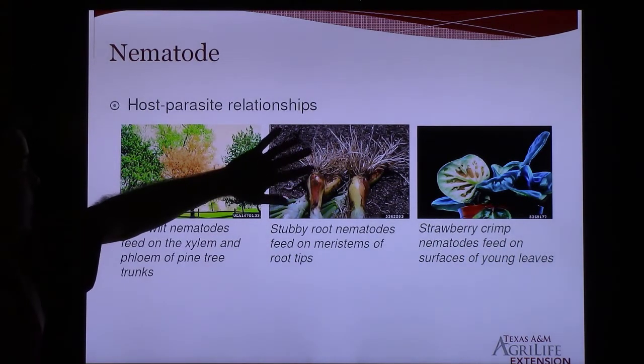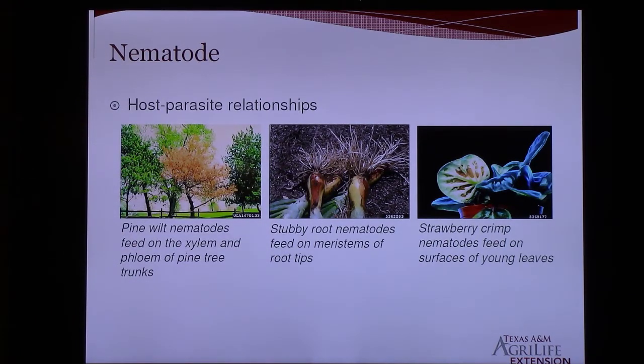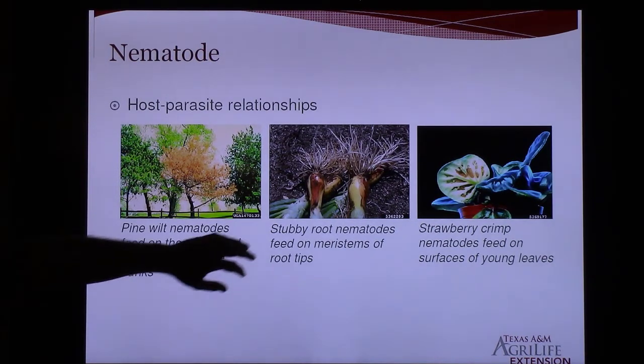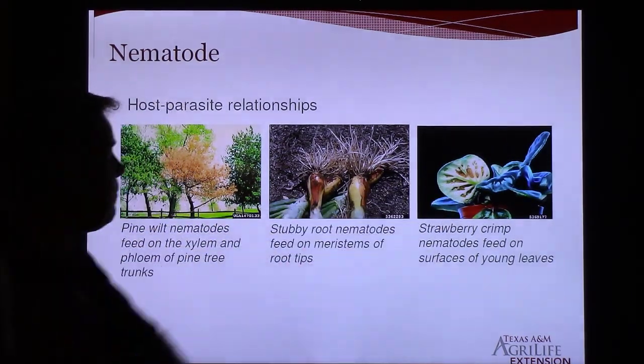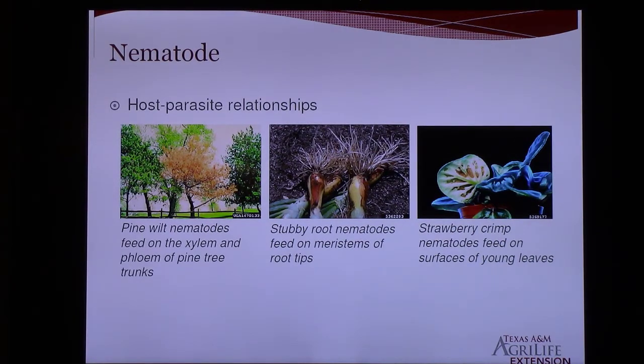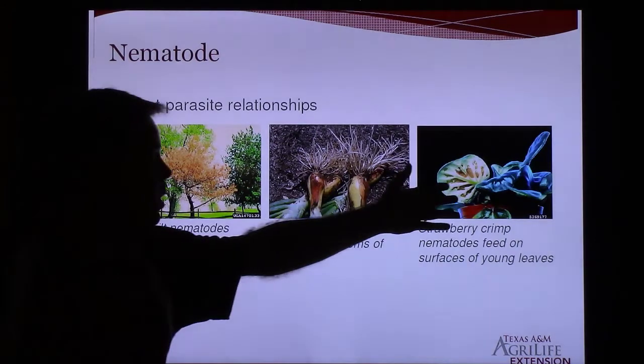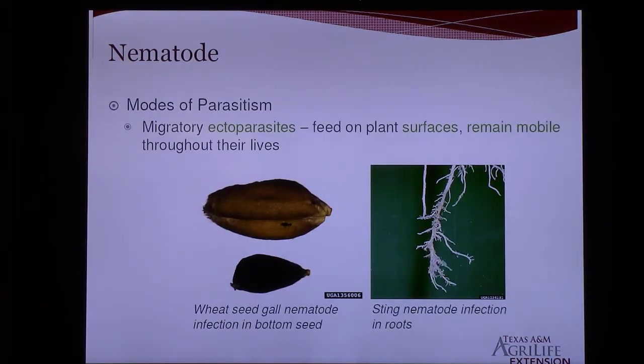We've got these stubby roots here, where nematodes have actually eaten some of the meristem or some of the root material, causing the stunting of those plants. And here we've got nematodes feeding on the surface of a leaf. So they don't have to be feeding on roots. They can be in the trunk, or they can be feeding on the leaf as well.